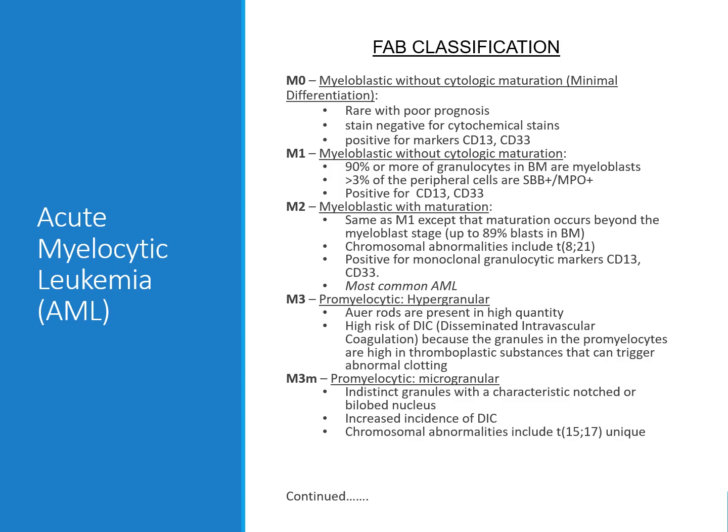M3M is promyelocytic microgranular. So we've got a difference in the granularity between M3 and M3M. And we're going to see indistinct granules with a characteristic notched or bilobed nucleus. This also has an increased incidence of DIC. And the abnormalities that we see in terms of chromosomal translocations are going to be on loci 15 and 17.